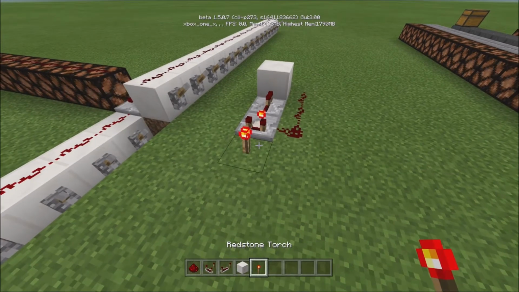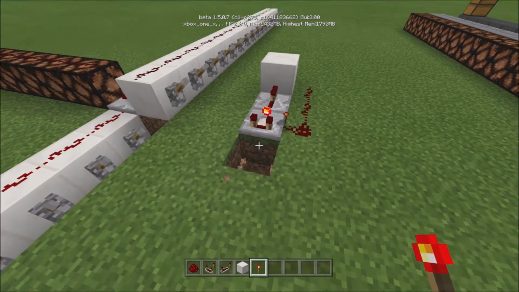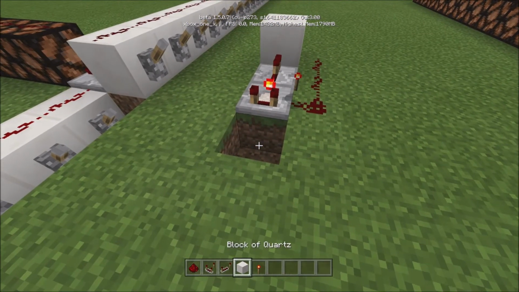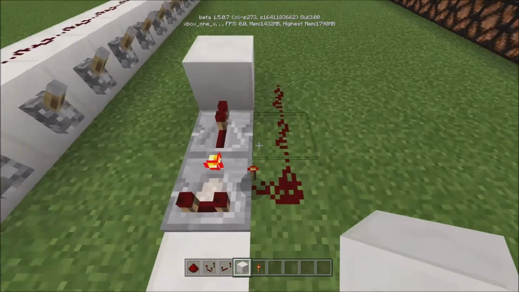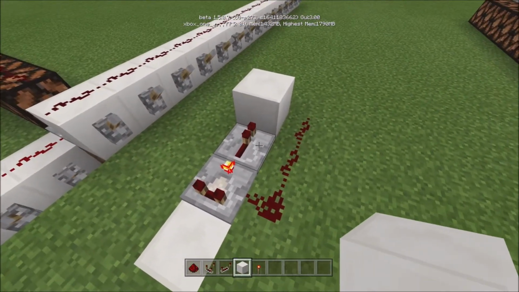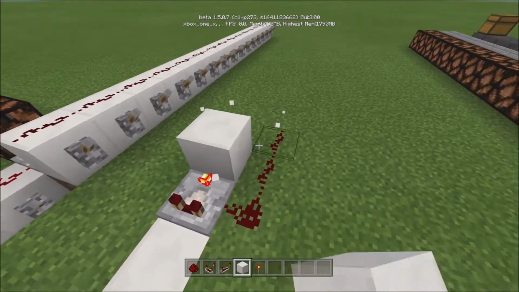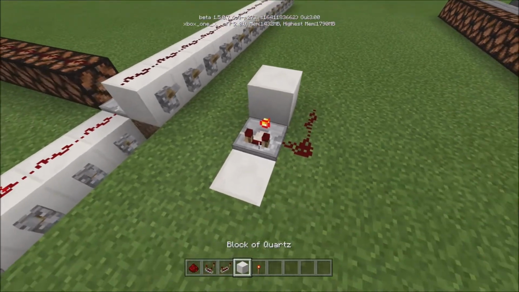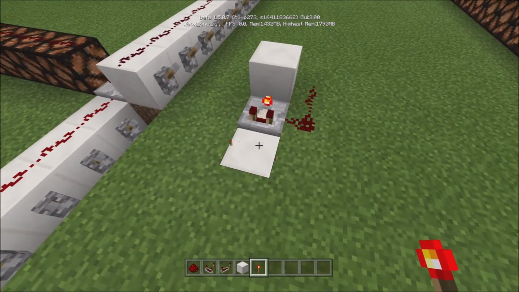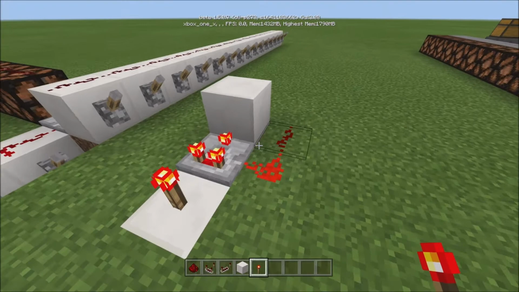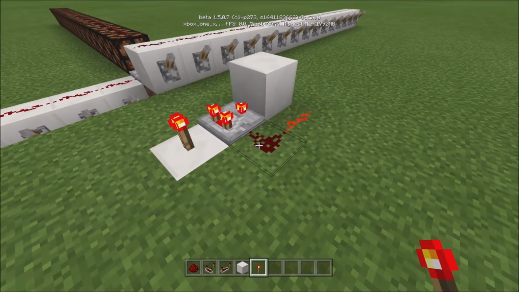I think this is the way to do it. I haven't made one of these in a while. I didn't even do it right. I actually forgot. I did not even do it right. I forget how to do it. There's a way to make a clock. Is it just like this? Maybe it's like this. Yeah, it's like that. So if there's power coming in, it's just like that.